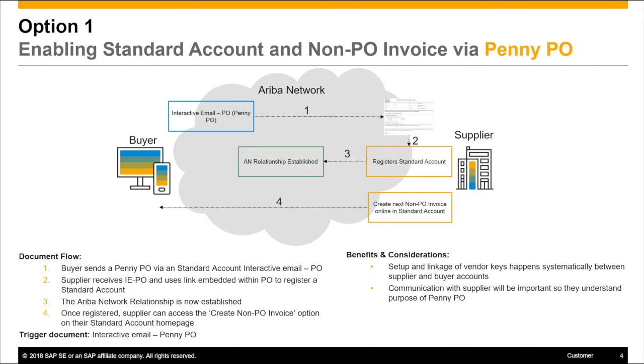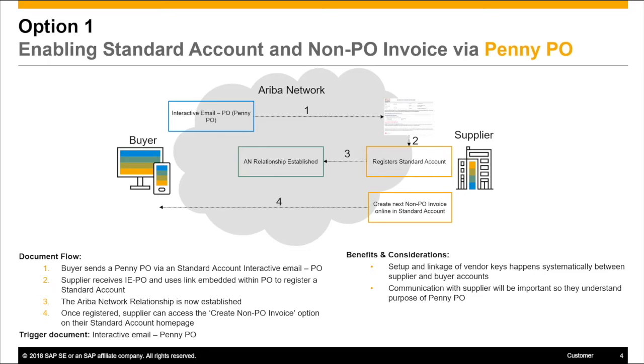Option 1 is to use a penny PO. The penny PO acts as a dummy PO in order to link the supplier and buyer account together without actually making a purchase. The penny PO will look exactly like a standard account interactive email PO, but it will only be for 1 cent and only needs to be sent 1 time. The document flow is as follows.